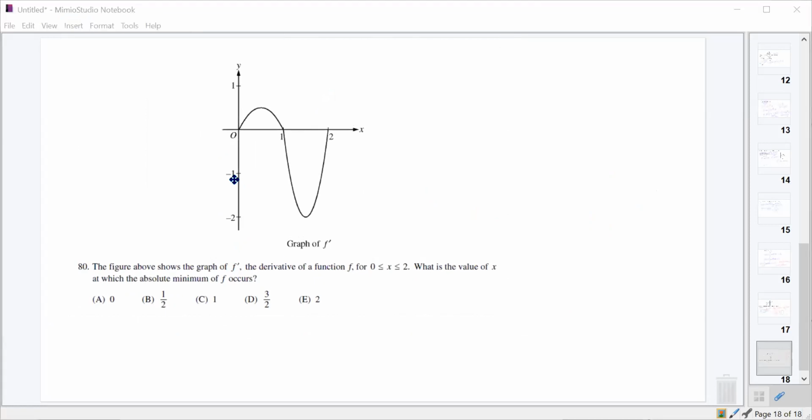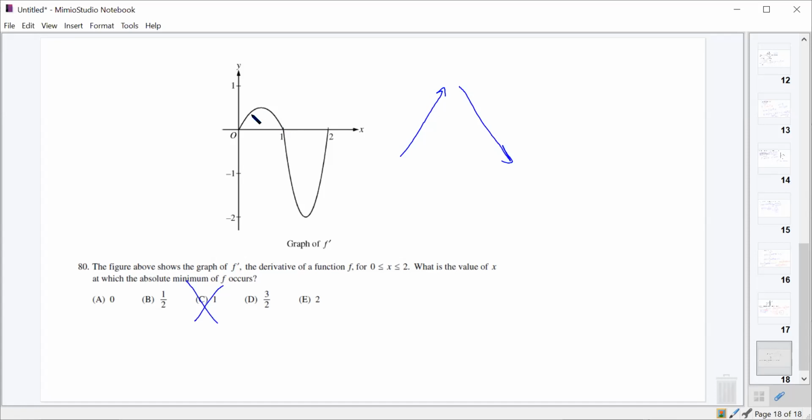All right, so for this one, we have f prime as the graph that's given to us, and we want to know the value of x at which the absolute minimum of f occurs from 0 to 2. So this is f prime, we want the minimum. First off, we should note that at 1, we're going from the derivative being positive to the derivative being negative, which tells us that the function goes from increasing to decreasing. So the minimum is definitely not going to be at 1. That's where we're going to have a maximum.